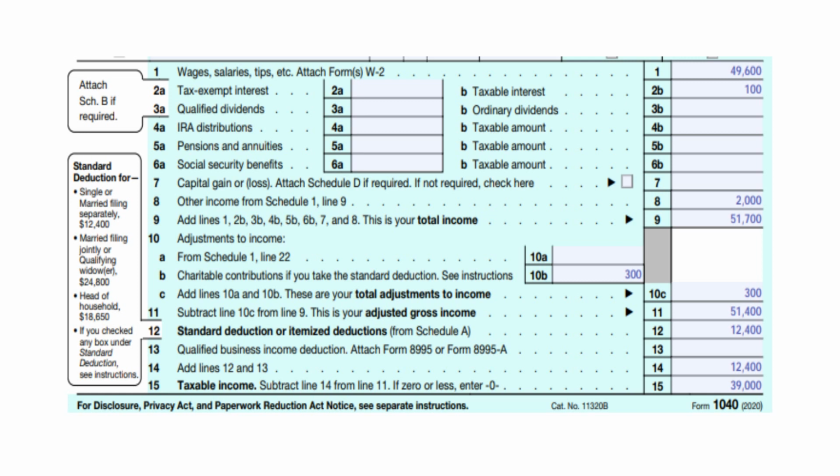On lines 2 and 3, put your interest and dividends. This information will be reported to you on Form 1099 from the institution. In this example, you had taxable interest of $100. Put that on line 2B.